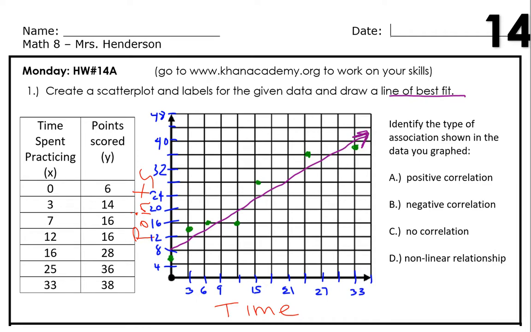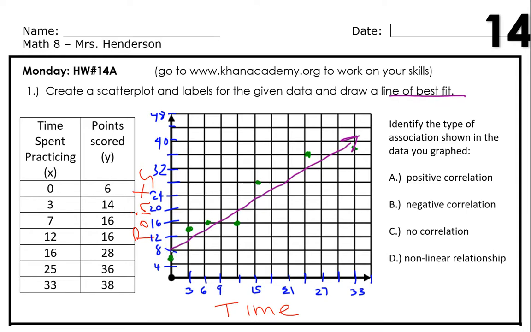So I'm going to put an arrow here at the end. Now I'm not going to put an arrow down here at this end because having negative time wouldn't make sense, right? So having negative time wouldn't make sense here. But I can certainly have more time spent studying.